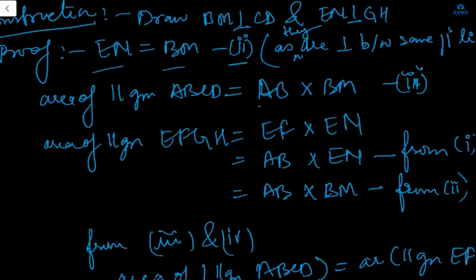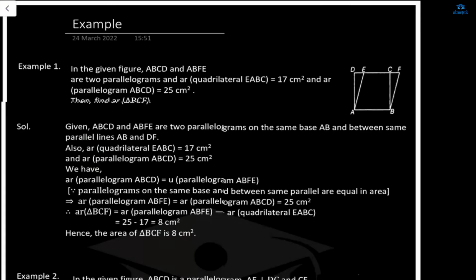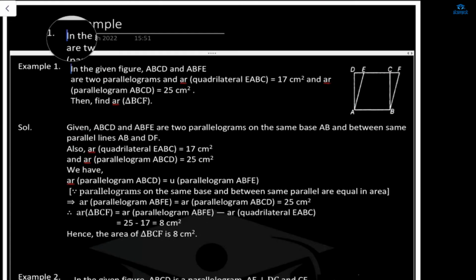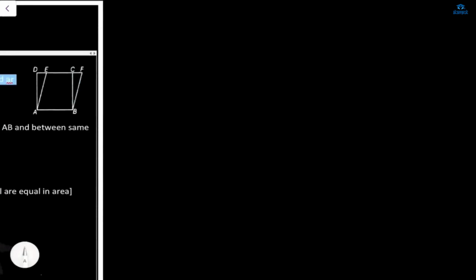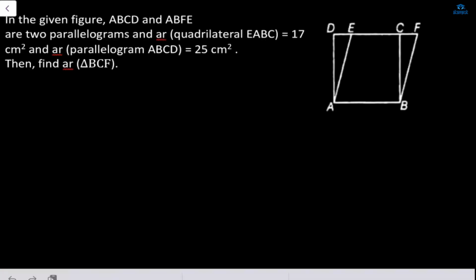When the bases are equal, not same, the bases are equal and the parallelograms are between the same parallels, then the areas will be equal. If the bases are not equal or the same, we cannot say that the areas are equal. Either the bases are equal, or the bases are same and between the same parallels. Now try this example, then I will tell you, because they are just using the result that we have just studied. Give it a minute to think.